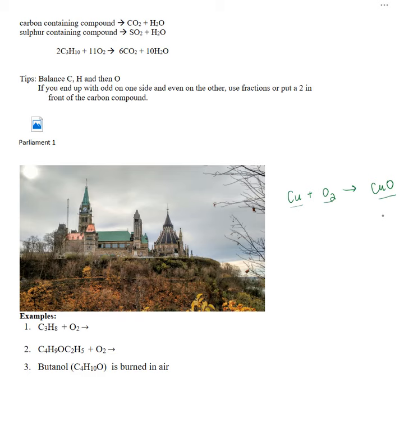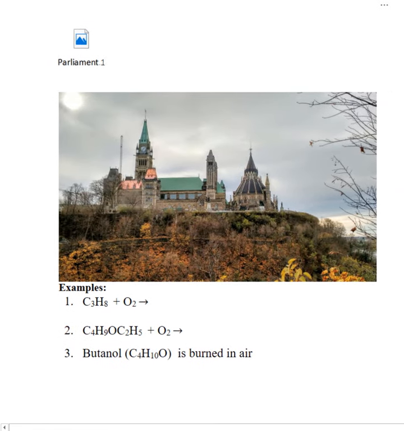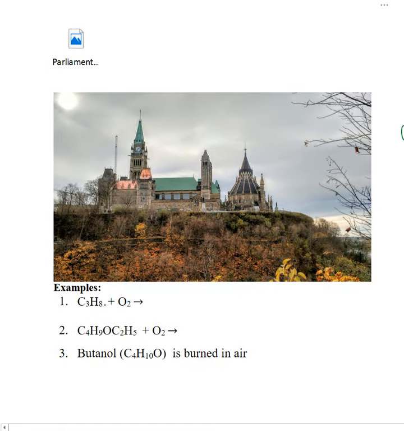We're going to focus on complete combustion of carbon-containing compounds, and here are a few tips to pay attention to when you're balancing. You want to first balance the carbon, then the hydrogen, then the oxygen. And if you run into trouble with balancing, you're going to put a 2 in front of the carbon compound. So we'll see what happens here. We have C3H8 plus O2. So we have a carbon-containing compound reacting with oxygen. So we know we're going to produce CO2 and H2O.